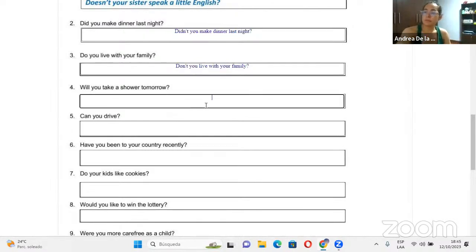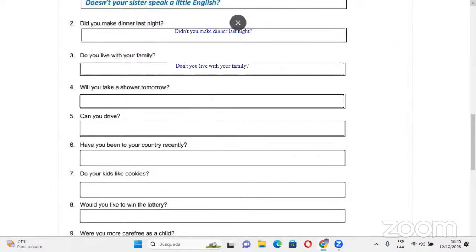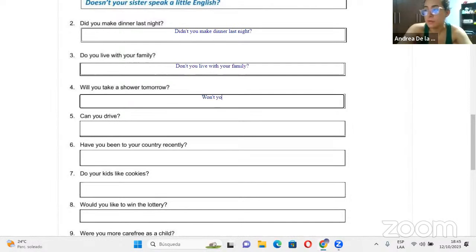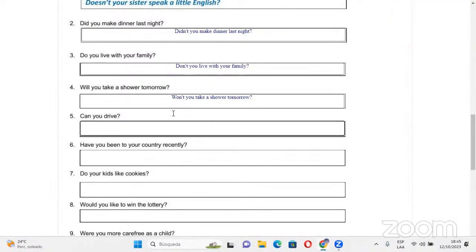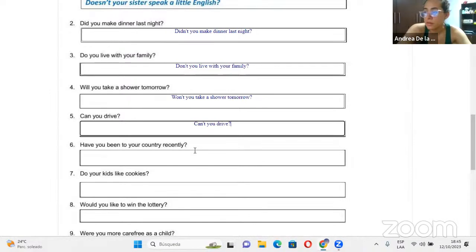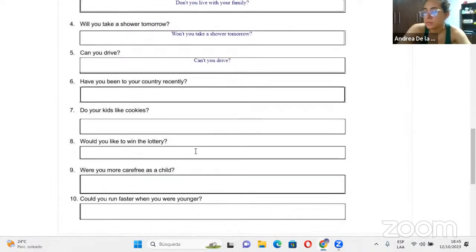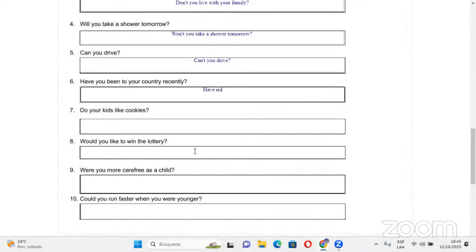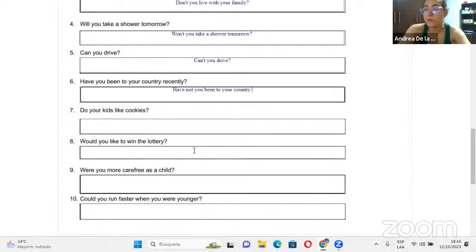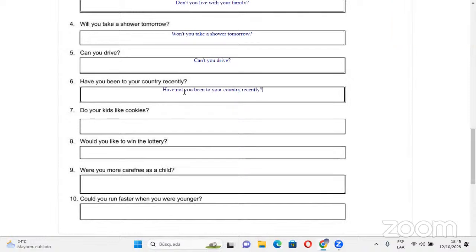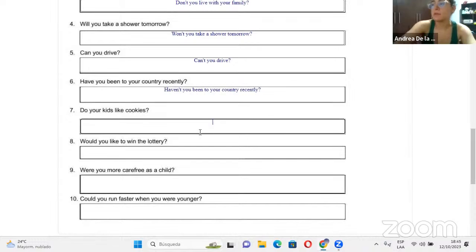The next? Won't you take a shower tomorrow? Okay, perfect. What about the next? Can't you drive? What about the next? Have not you been to your country recently? Yes, but we said that we preferably use the contracted form. Okay. Haven't you been to your country recently?